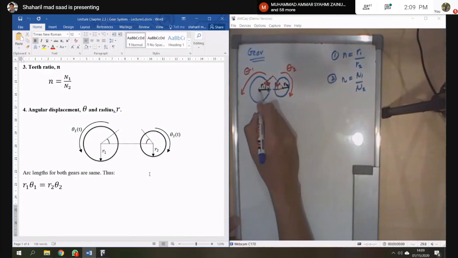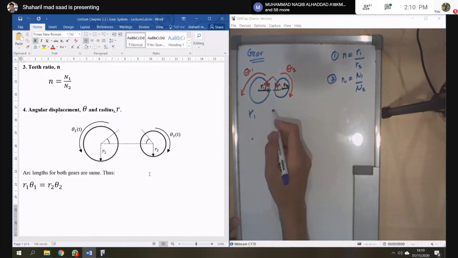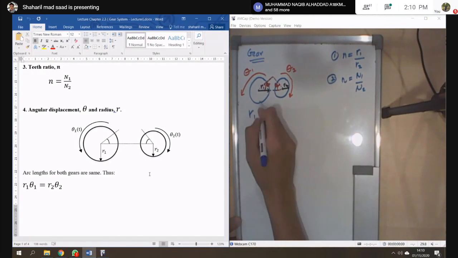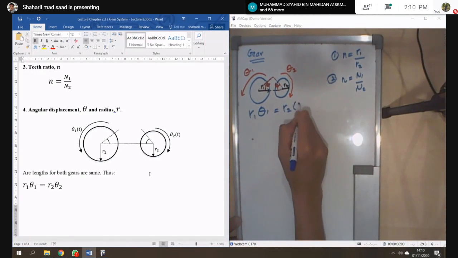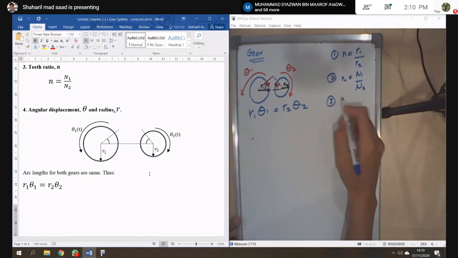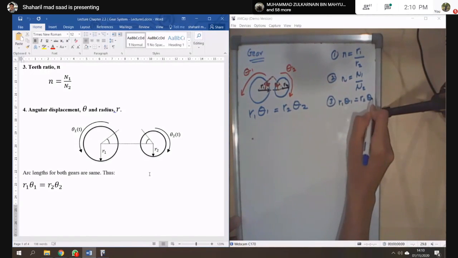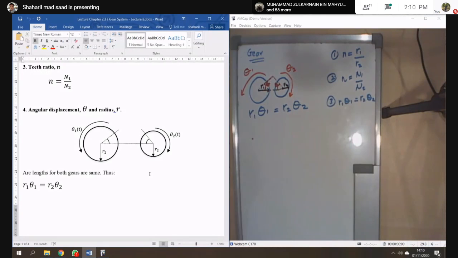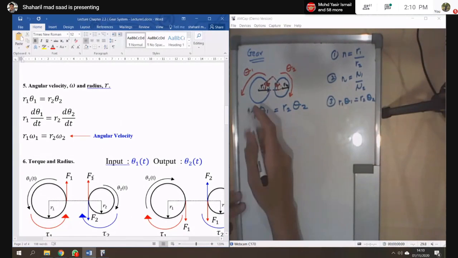So what's the relationship between radius and angular displacement? So R1 theta 1 is equal to R2 theta 2. This is the third equation that you will have: R1 theta 1 is equal to R2 theta 2. Done.